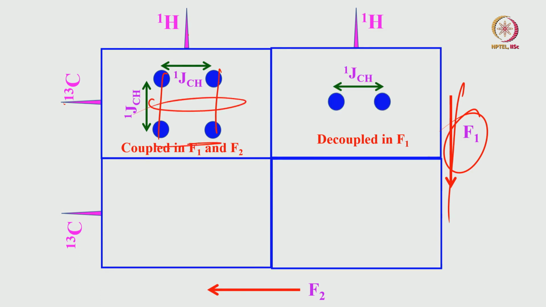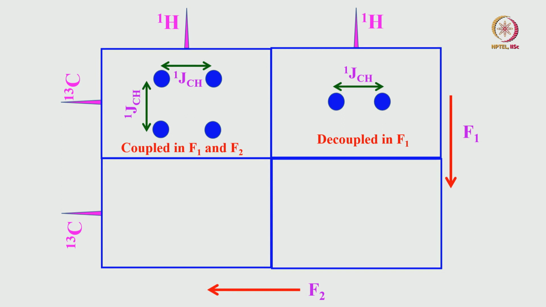Whereas this coupling is maintained. So in this dimension it is still a doublet. Only in this dimension the doublet is removed and you are going to get a singlet exactly at the center because coupling is removed. This is called an experiment where decoupling is done in the F1 dimension, and coupling is retained in the F2 dimension. What is the next possibility?